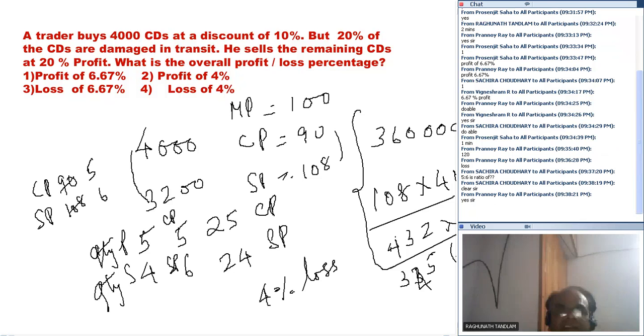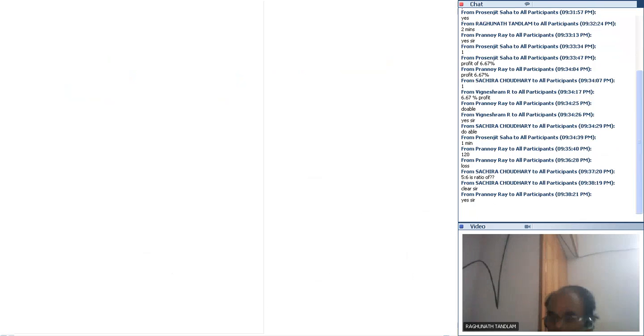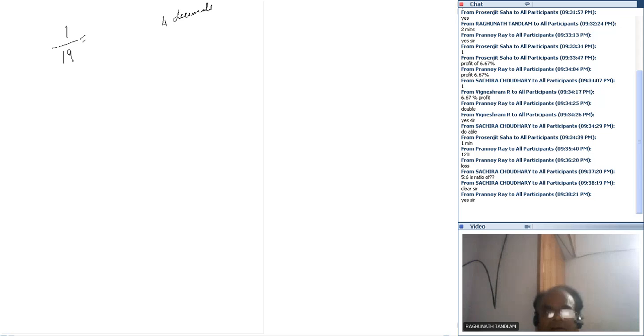We'll start with the first slide. See how you calculate 1 by 19. I want to calculate up to 5 decimals as fast as possible. How do we do that? What's the next number after 19? 20. Ignore the 0, divide 1 by 2. When I divide 1 by 2, what's the quotient, what's the remainder?